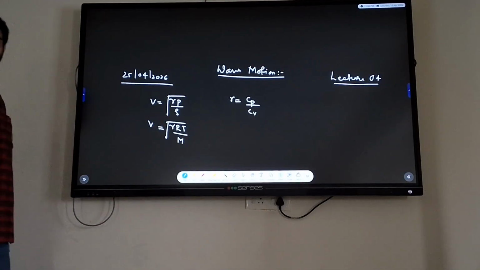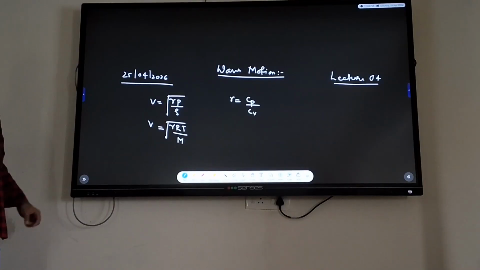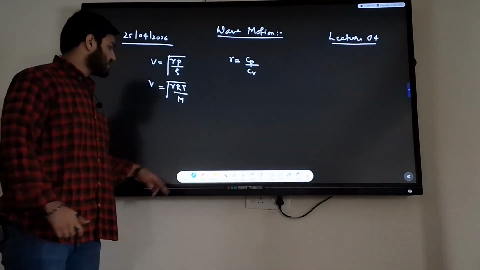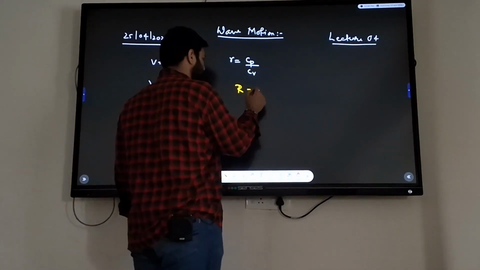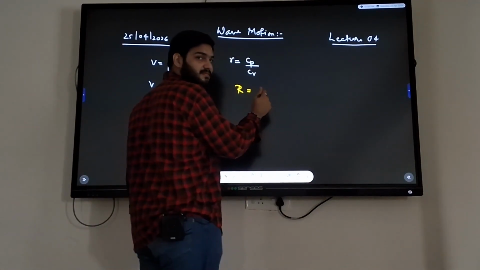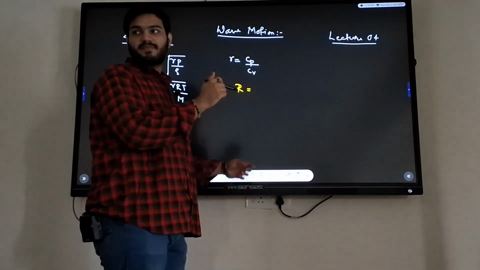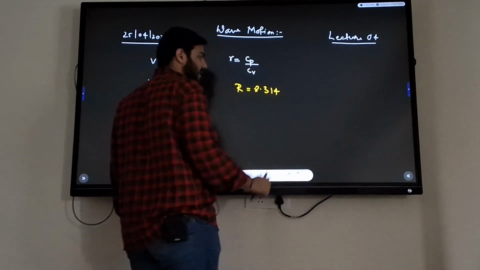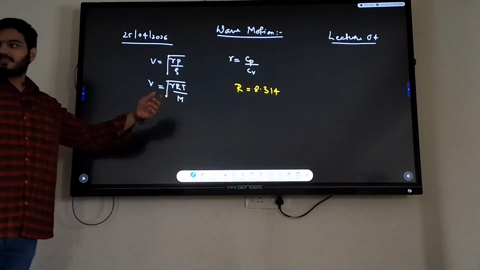Where what is R? Ideal gas constant. That's a gas constant. And what is the gas constant value? 8.314. That's the exact value. And units?